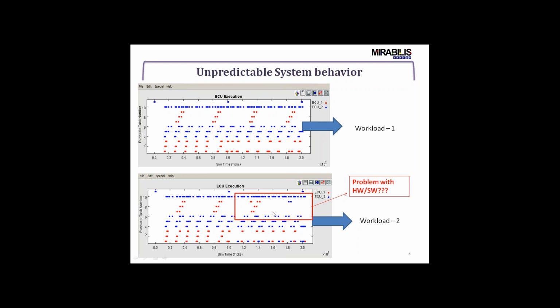So these kinds of unpredictable system activities can be identified at the early stages of your design cycle with the help of modeling and simulation itself. To give you more understanding of what kind of problems you can capture using early system modeling, I would like to quickly go over to a VisualSim model and explain a scenario.